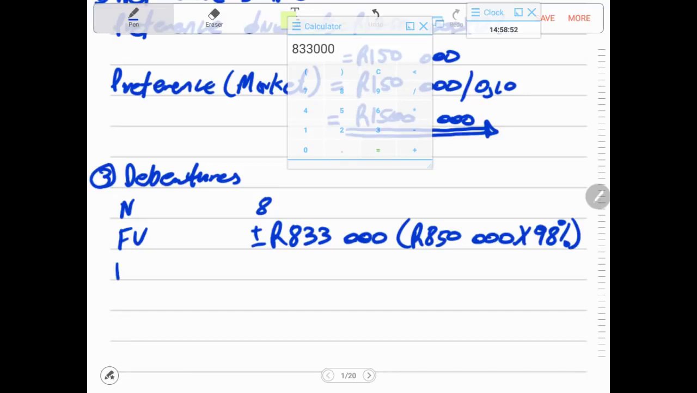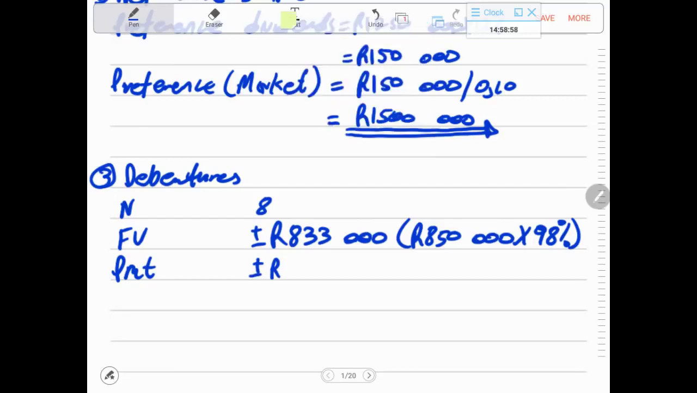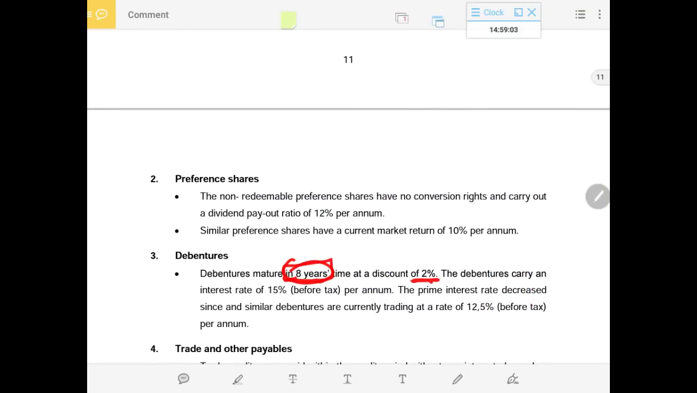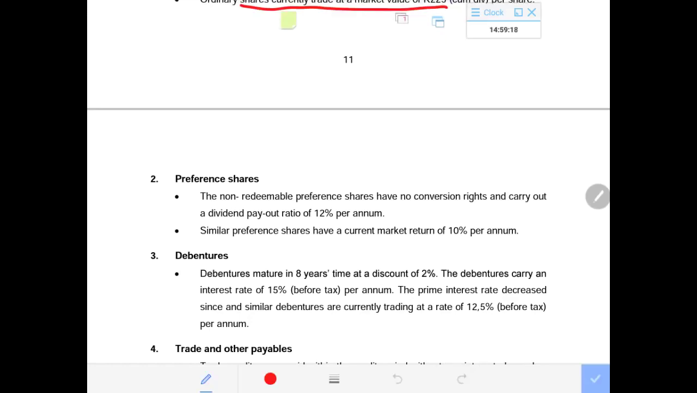Then after, we have to say how much are we paying to the debenture holders every end of the year. Remember, debentures attract tax because we are paying debenture holders in the form of an interest on the amount they invested in the company as a debenture or in the form of debentures. It says the debentures carry an interest rate. Do you see? An interest.